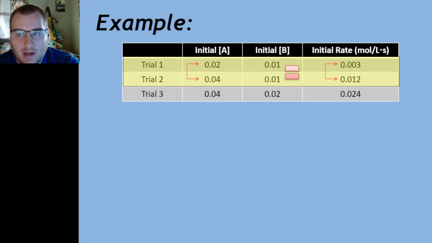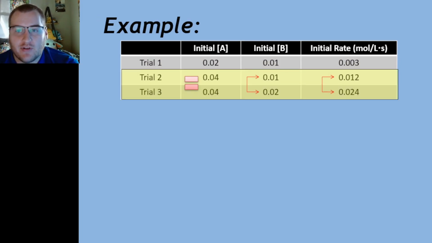Okay, so I've doubled the amount of A. I want to see how the rate changes in response to that. My rate goes from 0.003 to 0.012. It multiplies by 4. When I double A, I quadruple my rate. And what that means is this is a second order reaction in respect to A. That means A is second order.